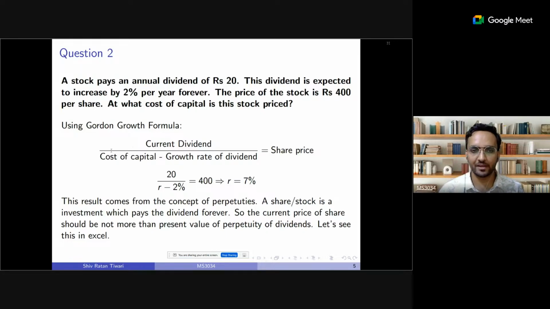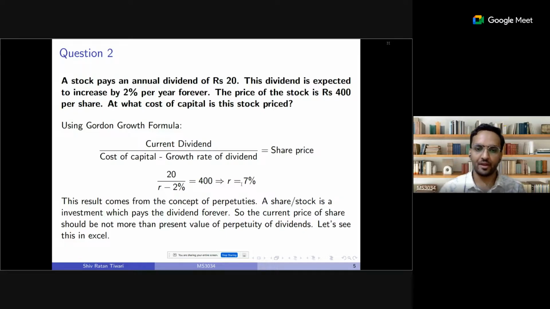This formula is the same as the present value of a growing perpetuity. The stock is a perpetuity with a constant payment of 20 rupees, equal to the dividend, and this payment grows by 2%. We need to find the cost of capital given that the present value of this perpetuity is 400. If we apply this formula, the cost of capital comes out to be 7% in this case.